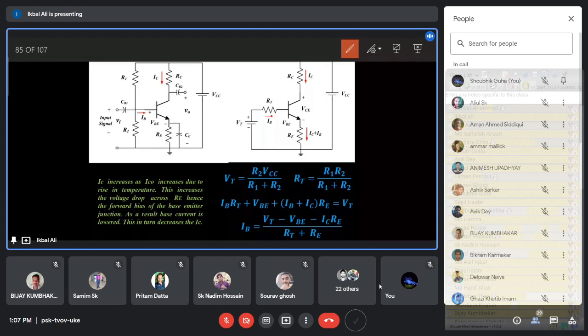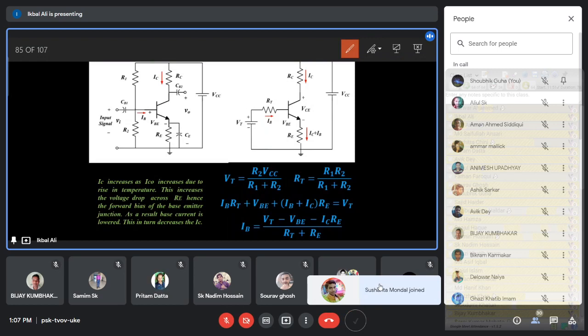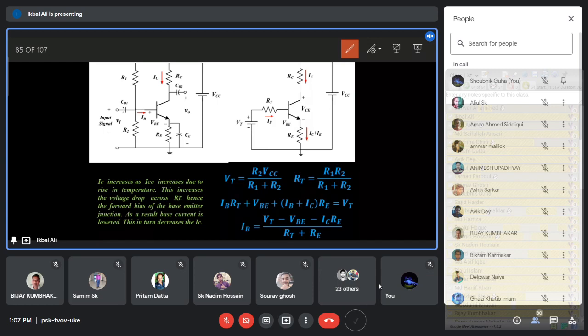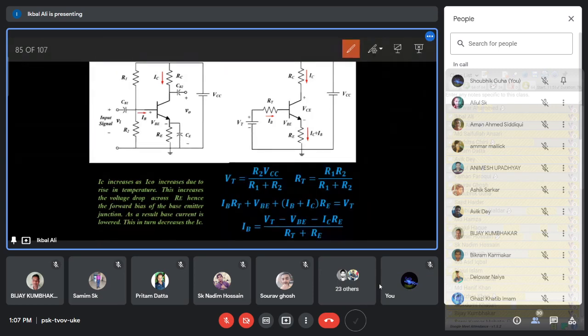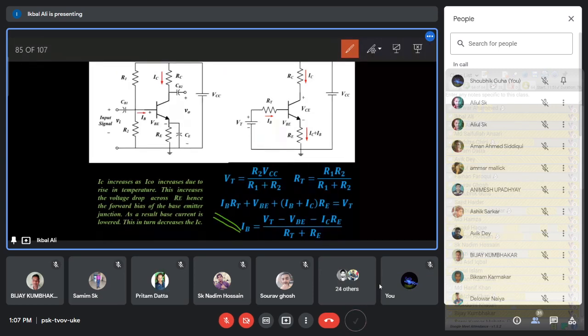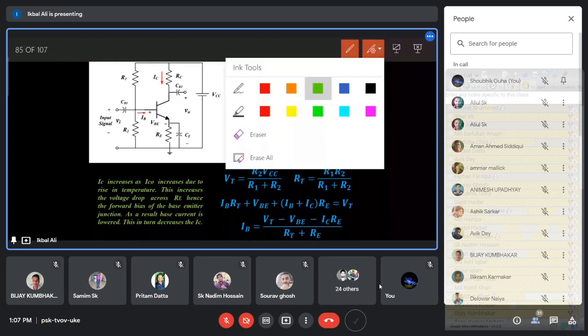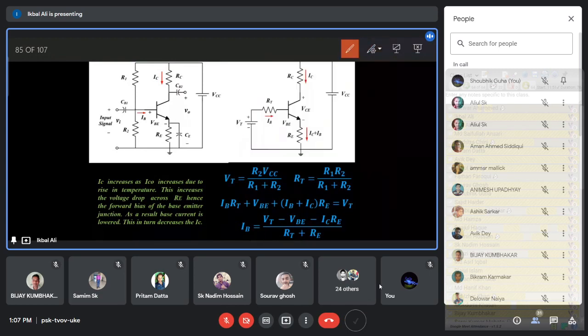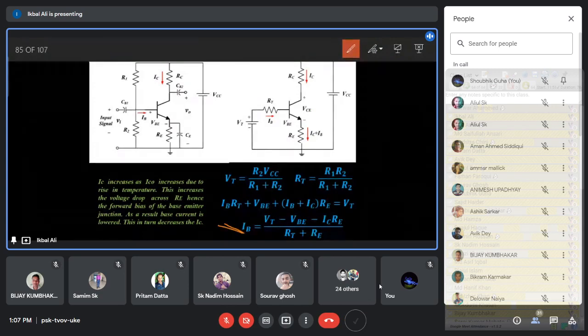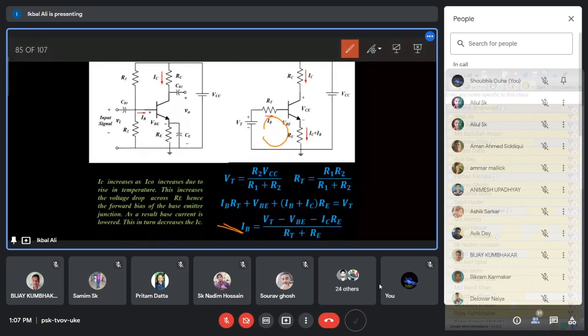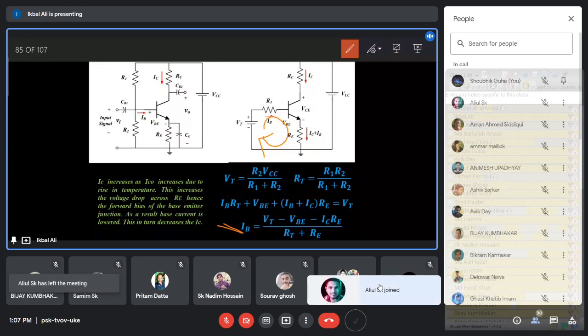Now we will discuss a little bit about the stability of this self bias circuit. Already you have learned this thing. I will just raise a very few points in front of you, and I hope that you will understand. So this is the base current we have calculated for the self bias circuit. Remember that we took the input mesh, applied the KVL and obtained this base current. Then we will get the three stability factors.